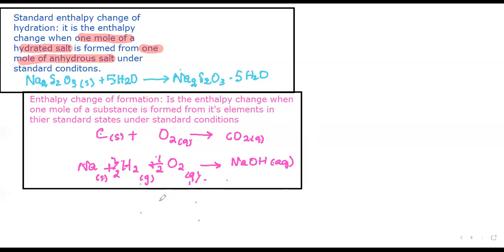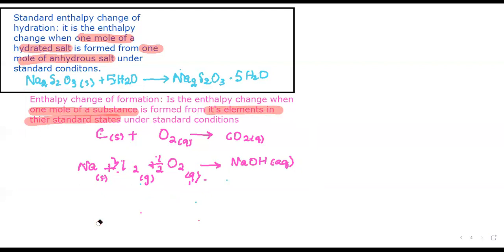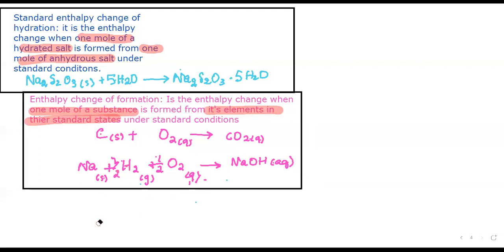After this, another enthalpy change that you are going to be seeing is from its elements in their standard states. Okay, those are two important things we have to remember. Another important thing that we have to remember is a definition related to combustion. We call it enthalpy change of combustion.